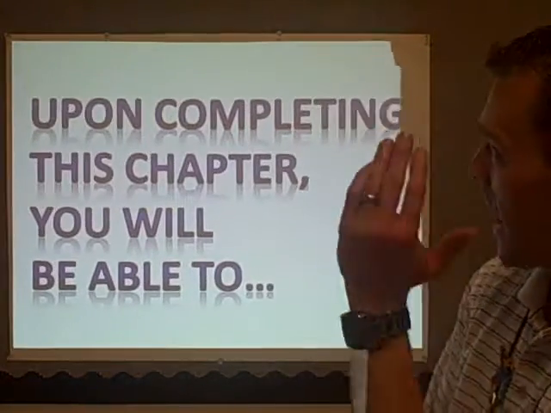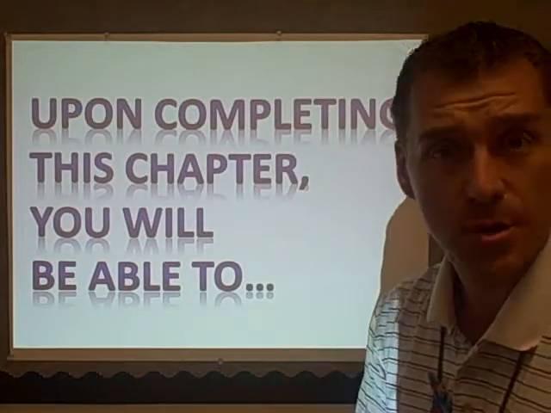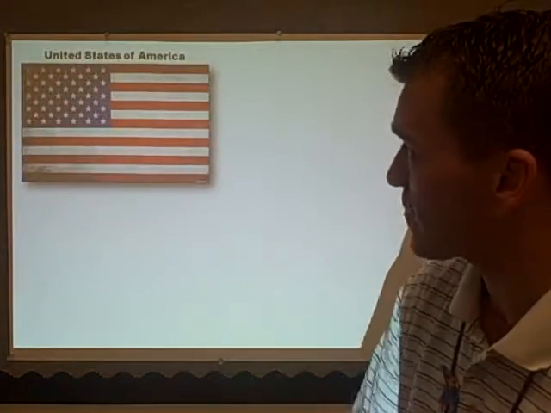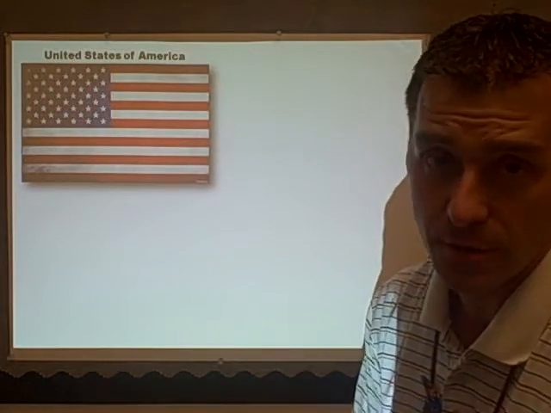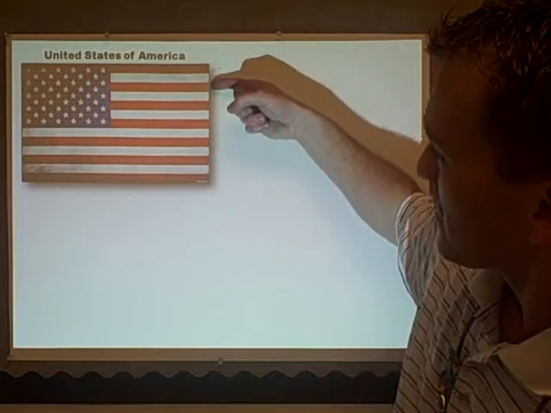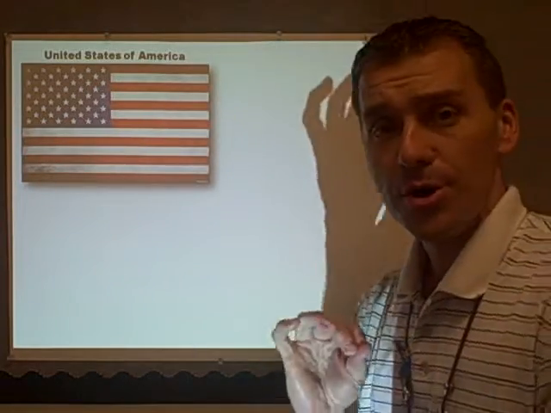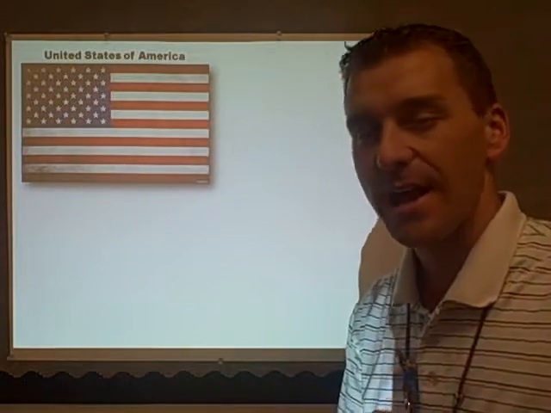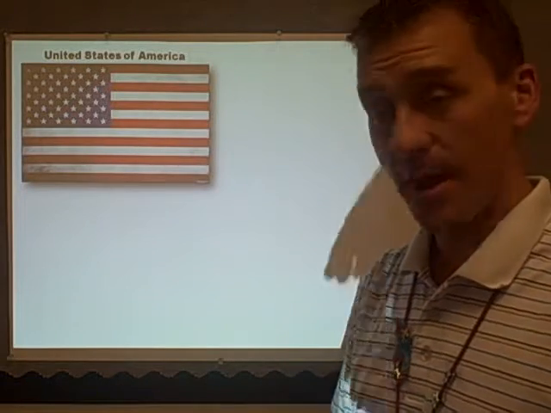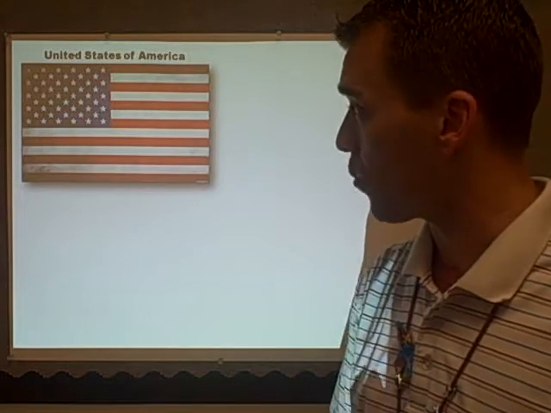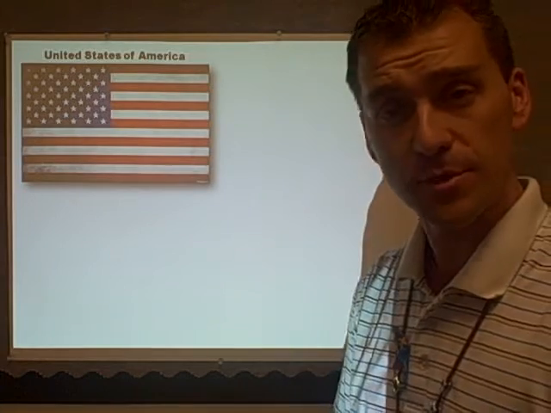But you know what's neat? Upon completing this chapter, here's what you're going to be able to do. You see this flag here, it's the United States of America flag. You're going to see different colors, of course, the red, white, and blue. You're going to know after this chapter how to find the exact area of the amount of red that's on the flag, the amount of white that's on the flag, and the amount of blue. It's actually going to be really cool.